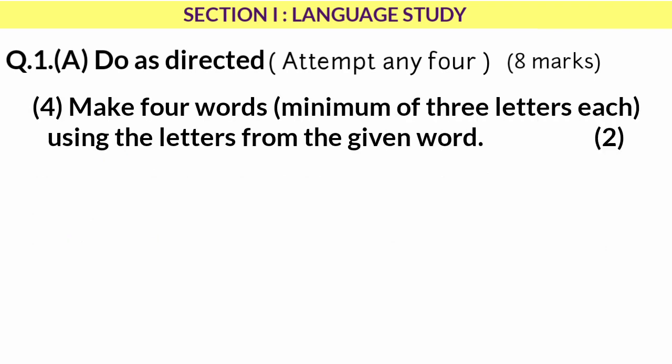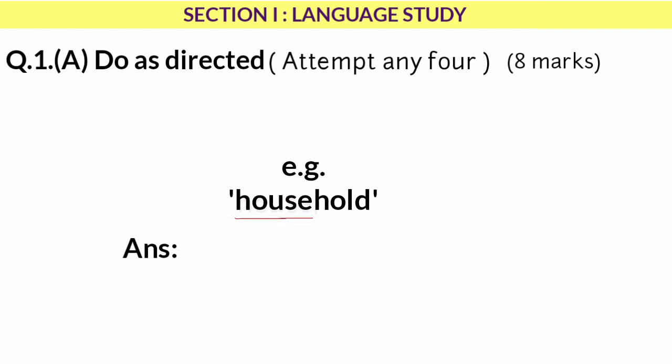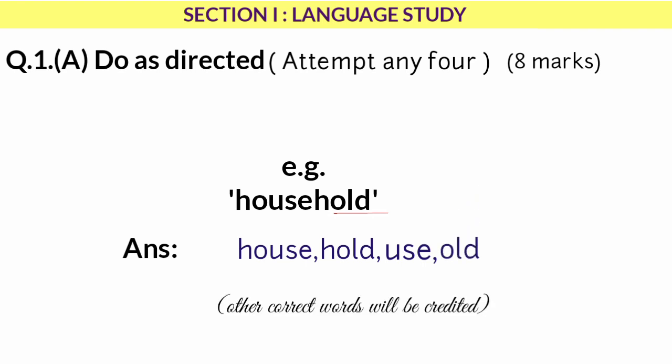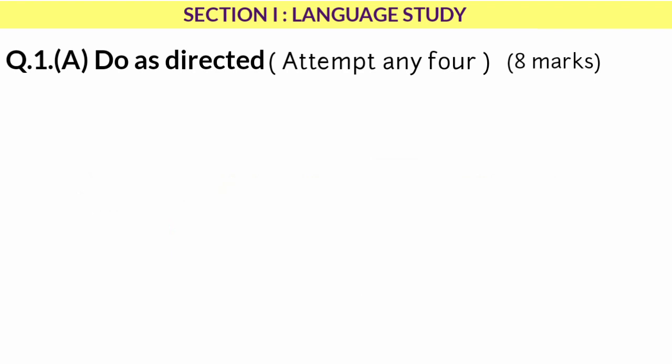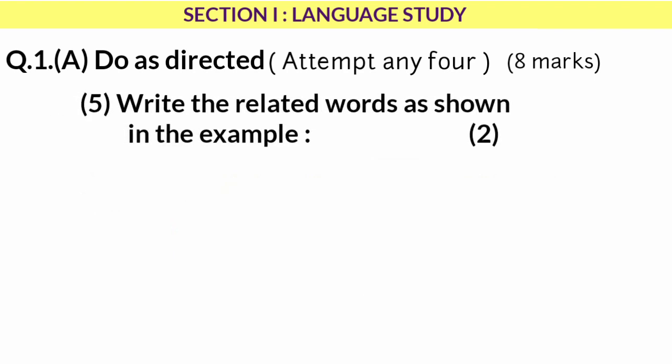Then the next activity, the fourth one: make 4 words. A minimum of 3 letters must be there in each word from the given word. For example, here, household. We can find some hidden small words, for example, house, hold, then old, use, this type of words. Use these letters and you can write other words also. Any other words will be accepted. You can get 2 marks.